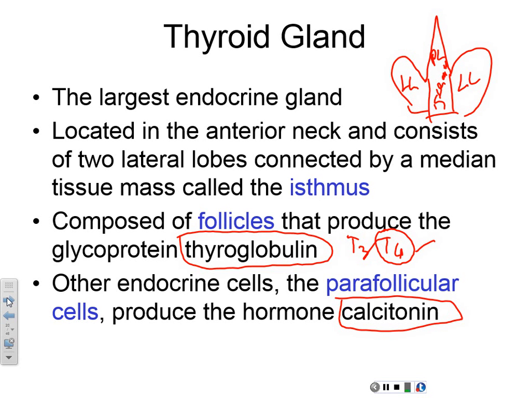So the endocrine cells called parafollicular cells are the ones that produce the calcitonin. But the major part of it is here, in the follicles. And the thyroglobulin is a protein that hangs out with those T3, T4. Why? Because T3, T4 are lipid soluble. So when they travel in blood, they are also attached to a protein.